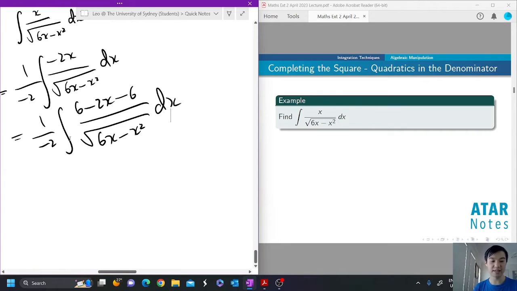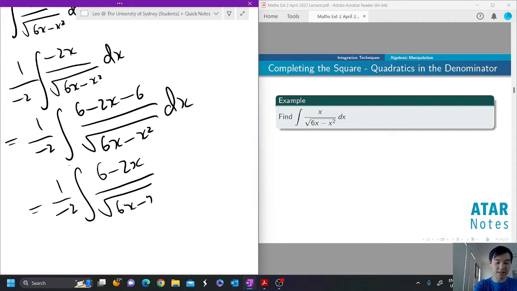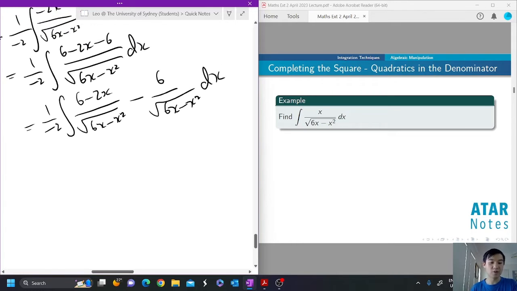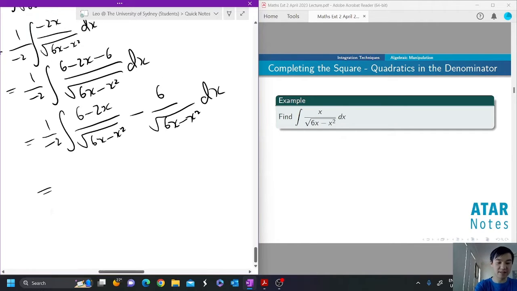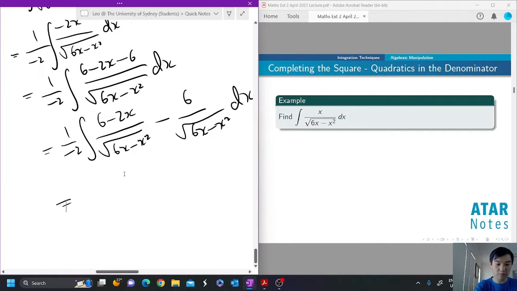The reason why I did that is, now I can split this off. So this will become (6 minus 2x) over root 6x minus x squared, minus 6 over root 6x minus x squared, like that. Now I can split the integral. So on the left here, this will be the same thing as negative half integral of, this is 6 minus 2x.